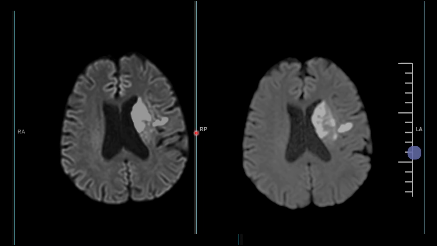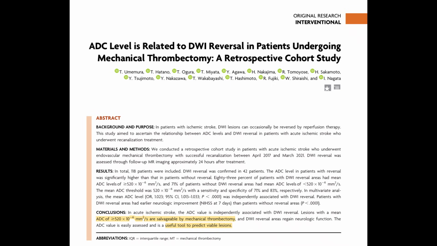Diffusion weighted images, similar areas of perfusion, that is a good enough thing. And how do we assess the diffusion weighted images? It's using the ADC map. Before I show you the ADC map, I'll just show you this particular article. This is a very good article about ADC levels and its relation to diffusion weighted reversal in patients who have mechanical thrombectomy. It concludes that if the ADC is more than 0.5, or more than 520 times 10 power minus 6, if it's 10 power minus 3, it is 0.5, they are salvageable by mechanical thrombectomy. It is a useful tool to predict viable tissues.